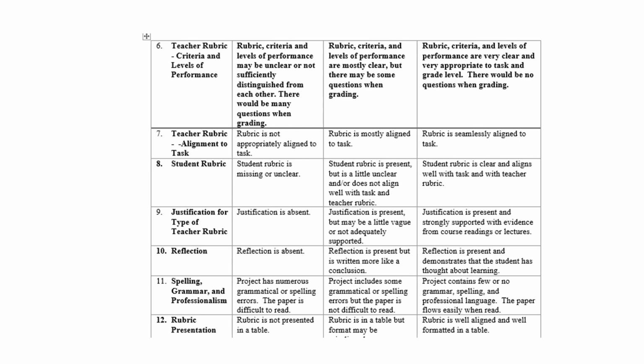Continuing with the rubric, are your criteria and levels of performance appropriate on the teacher rubric? Is it aligned to the task? Is your student rubric aligned with your teacher rubric, and is it clear? Does it have the right reading level, for example? Justification for the type of teacher rubric, is that there, and do you use a citation? Is a reflection present, and is it not a conclusion? Is it appropriate? Spelling, grammar, professionalism.